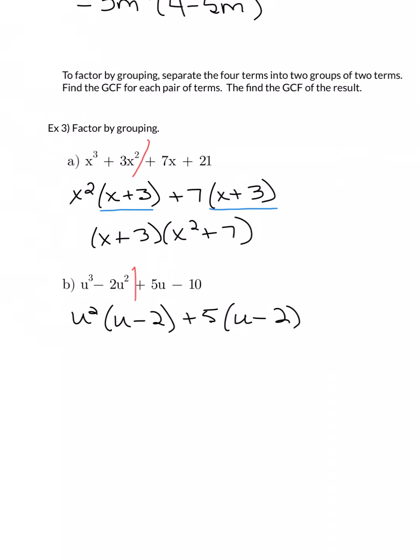Did we get a matching quantity like we did in the last problem? Yes, we did. So now that is our GCF. We're going to take it out front. And what's left, if we take u minus 2 out of the first term, is the u squared. What's left if we take u minus 2 out of the second term is plus 5.